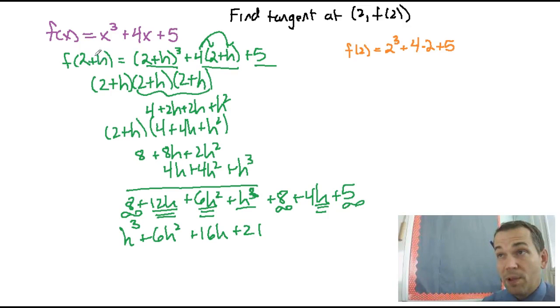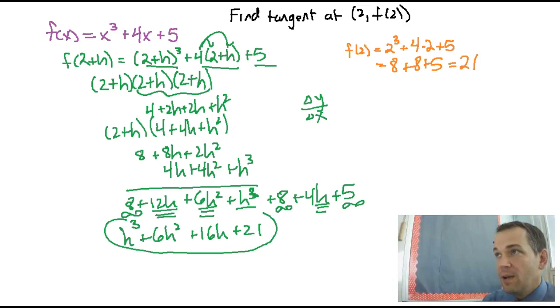So f of 2 plus h is this expression down here. And then we'll have to find f of 2. So that's just taking 2, plugging it in. We pretty much already did that, but it's going to be 8 plus 5, which is going to be 21. And now we're going to do our whole change in y over change in x, where this is considered to be like one y value. This is the other y value. So if I were to take this green expression and subtract this orange expression, the 21s would cancel.